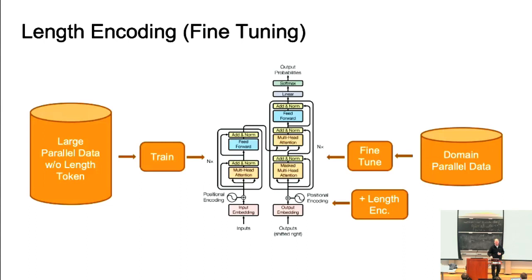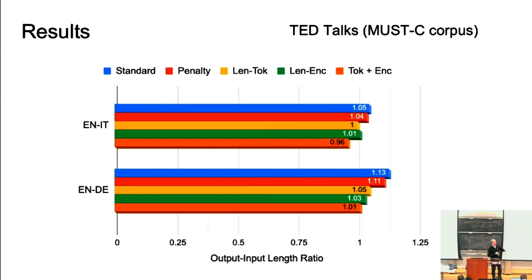So how do they work? In terms of length ratio, we look at short translations here. The standard is 1.05. This is the length ratio. Output is generally 5% longer. So with length penalty playing, fiddling, we can reduce by just 1% without impacting BLEU scores.